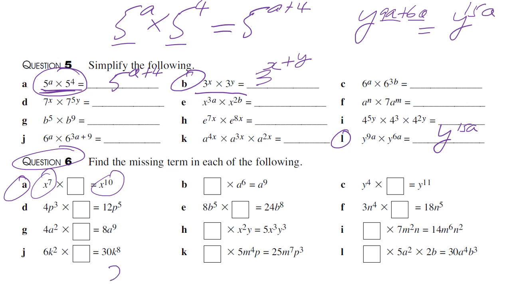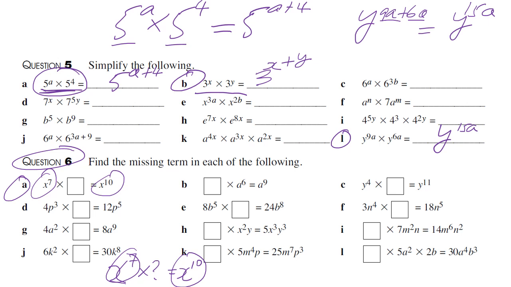X to the power of 7 times something will give me x to the power of 10. But I know if I multiply x to the power of 7, what has changed from here to here? The power, right? The power has increased from 7 to 10. How would the power increase? Well, by multiplying something with the same base, right?